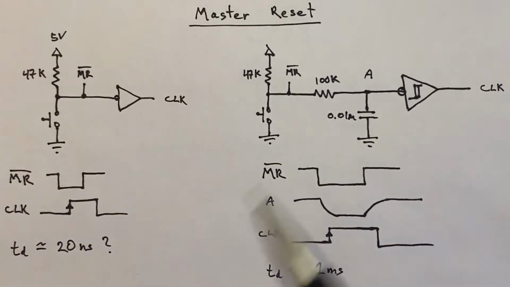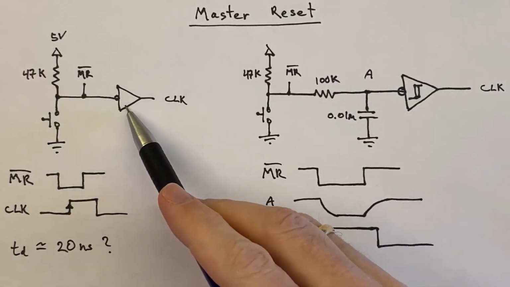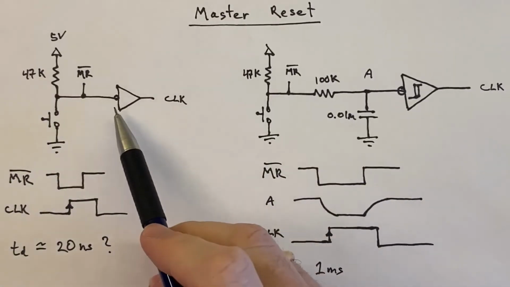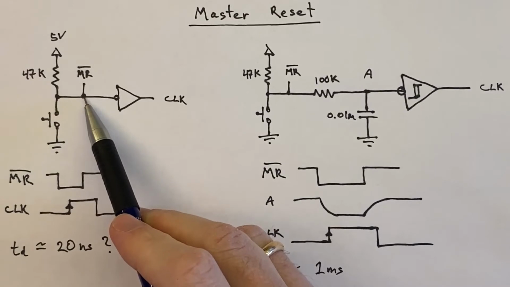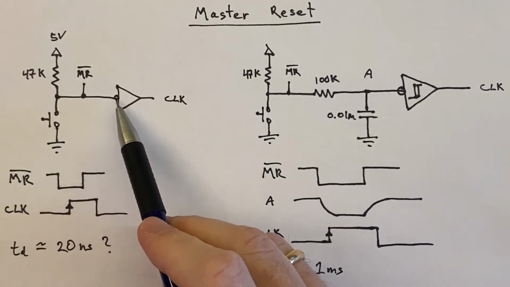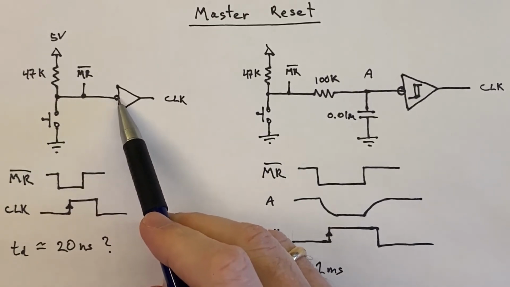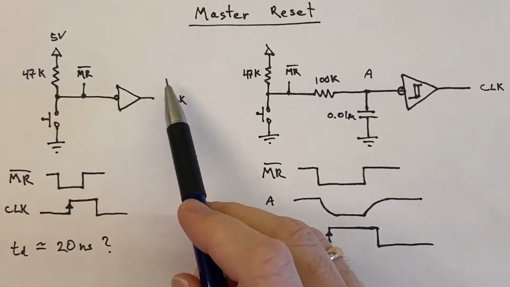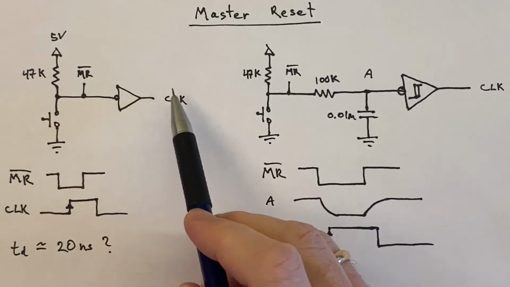So one way we could do that is right here, to add an inverter, and therefore anytime this master reset goes low, it's going to take that low signal, I put the little bubble on this side, and produce a positive clock pulse right here, which we could send to the clock.